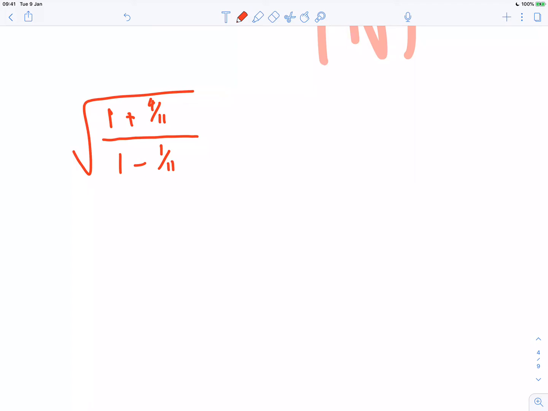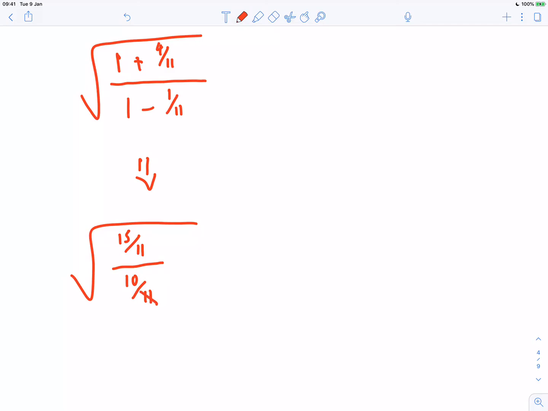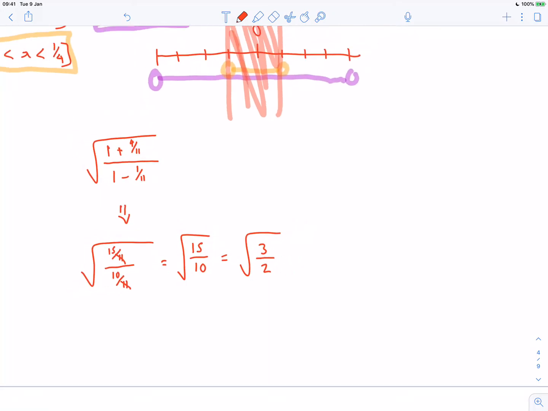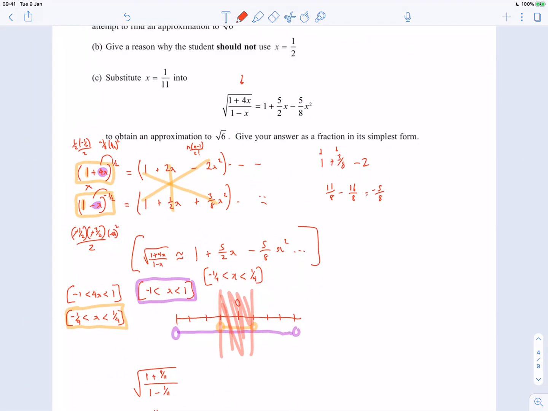Okay, so what does this simplify to? It's the square root of 1 plus 4/11ths, which is 15/11ths, over 1 minus 1/11th, which is 10/11ths. The 11ths cancel top and bottom, so this is the square root of 15 over 10, which simplifies down to root 3 over 2. Interesting. We want root 6 out of this, do we?